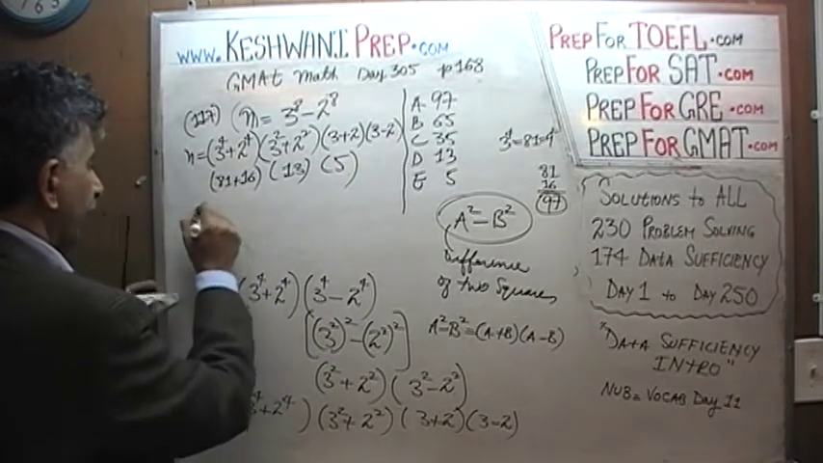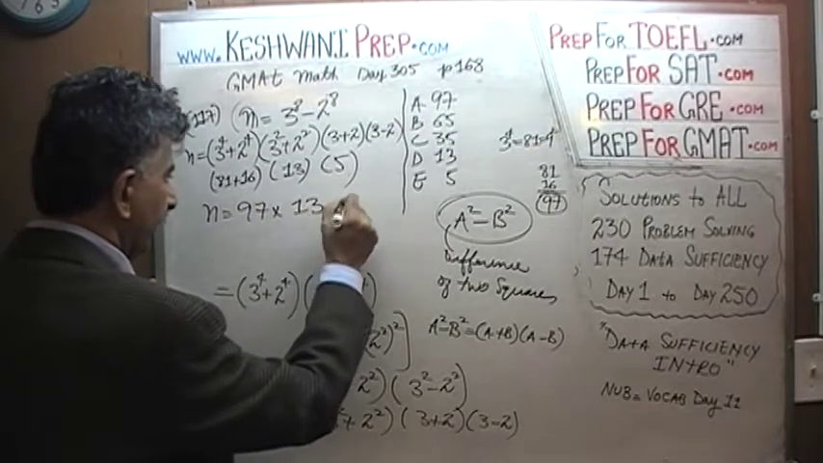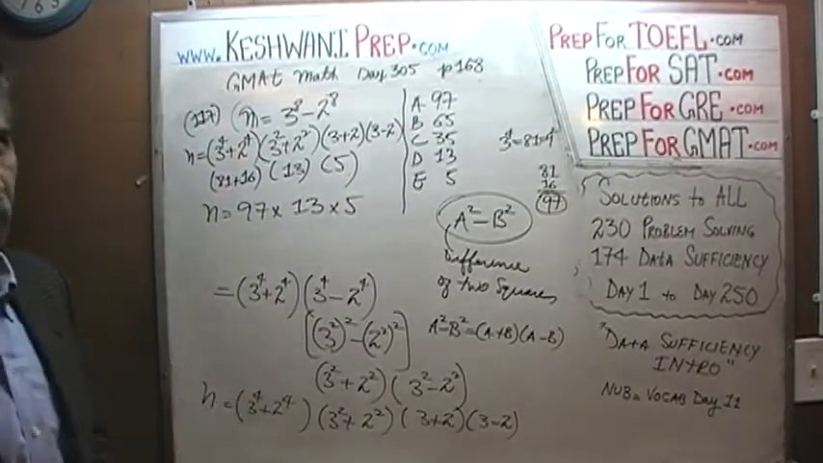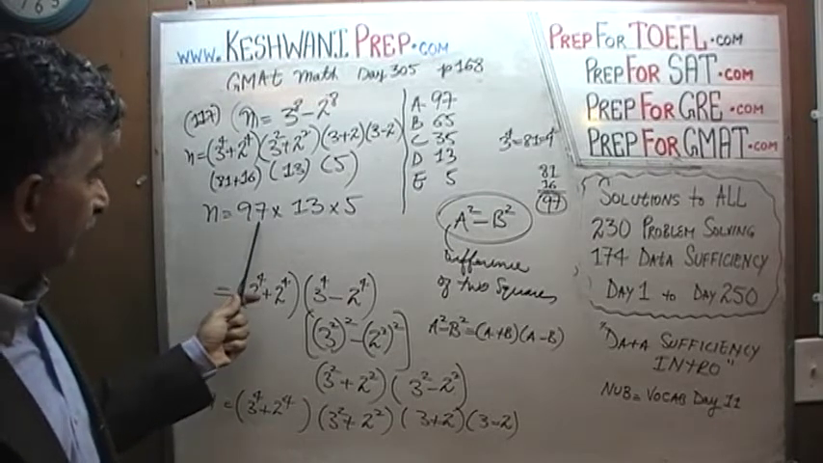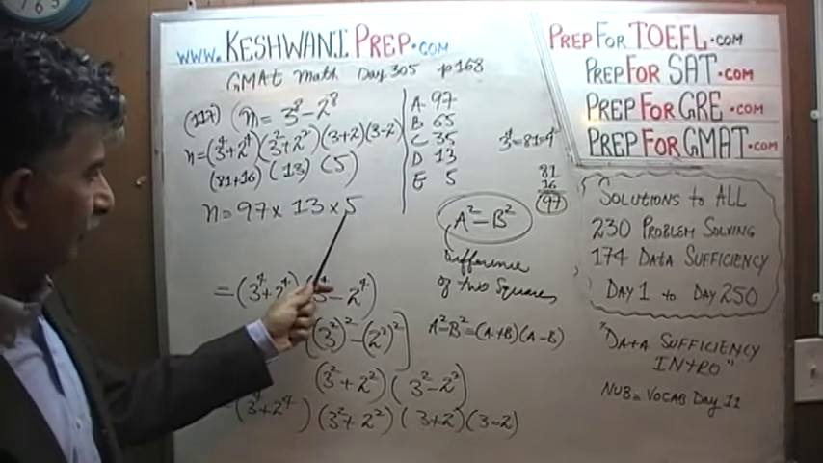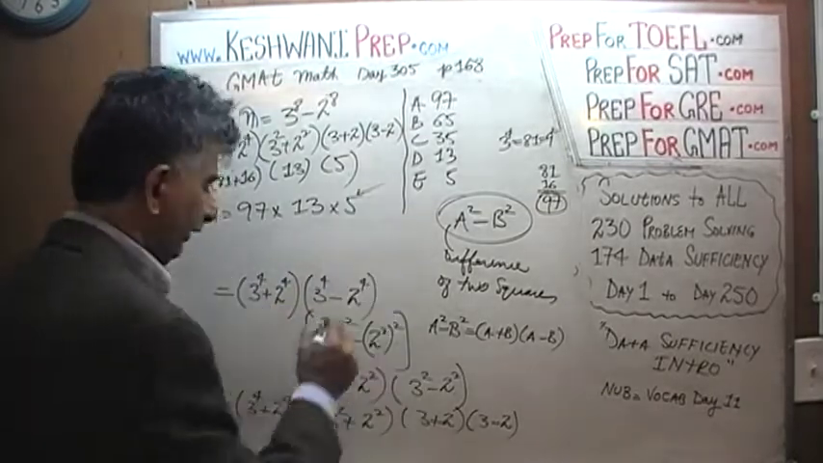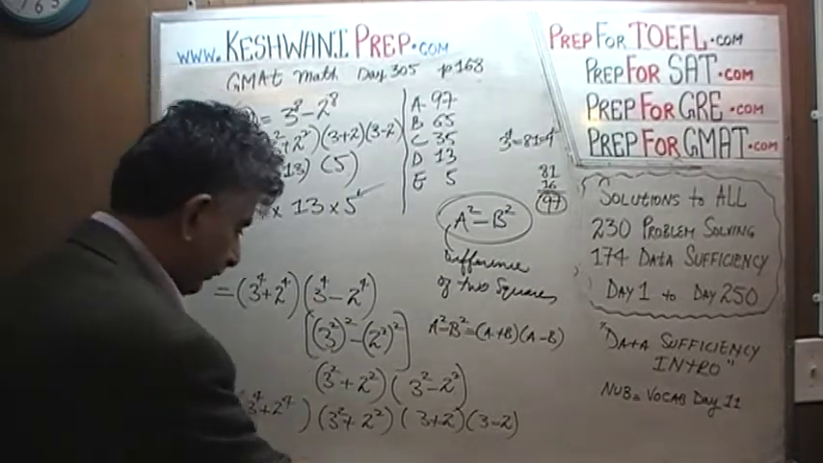times 13 times 5. We are almost there. As you can see, n has been broken up into 3 parts: 97 times 13 times 5. What does it tell you? It tells you that 5. This will be a good time, a pretty dramatic moment.